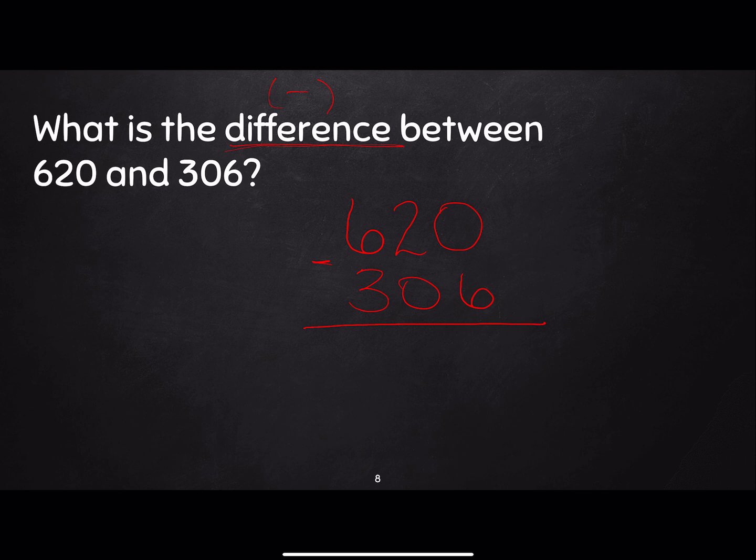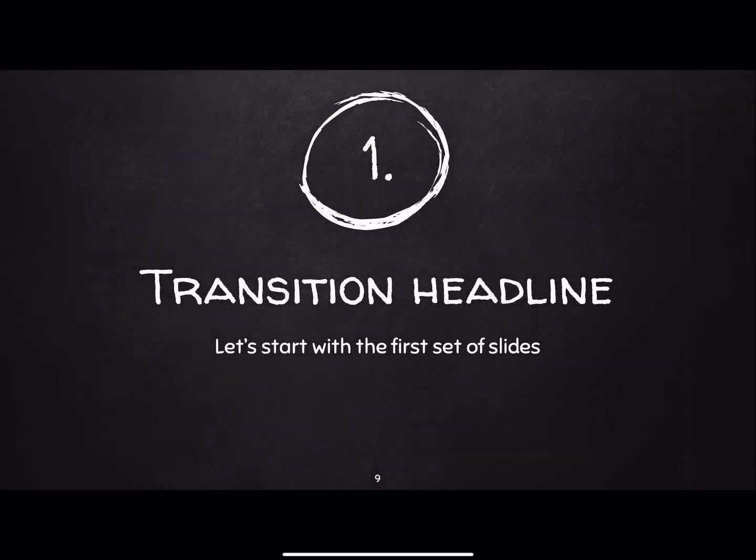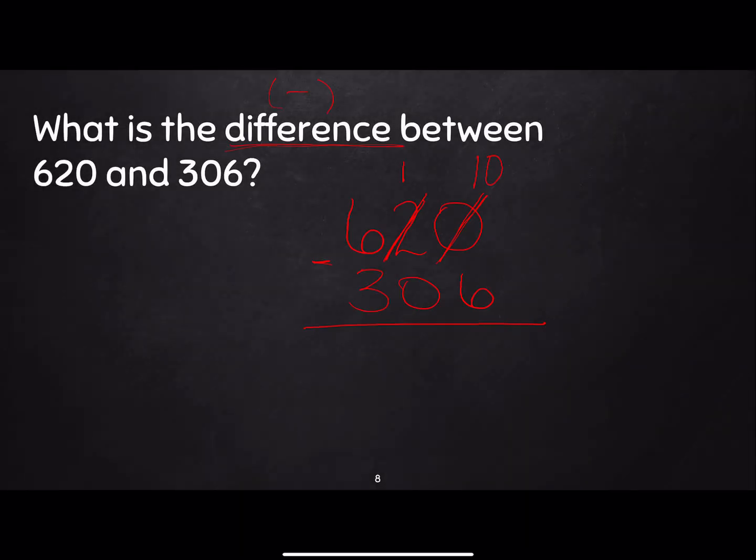I have 6 ones. Can I take that from 0? Nope, so I'm going to regroup. I'm going to just take one of these tens and regroup it to be 10 ones. Just regrouping them. My value is the same. Nothing changed about my number. It's all the same. I just regrouped them, reorganized them differently. Now, can I take 6 ones from 10? Yep, I sure can. And I have 4 ones.